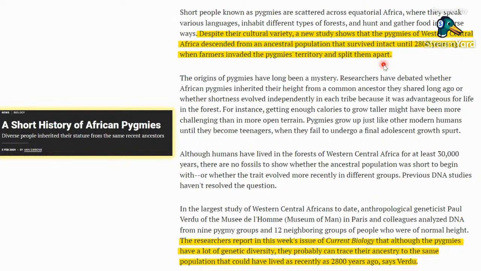Family in the chat, who are these farmers that came into West Africa and split these Pygmies apart? Can someone answer that for me? I'm going to continue on. I'm going to see if anyone throws that answer. Who are these invading farmers that came into West and Central Africa and split these Pygmy tribes apart?